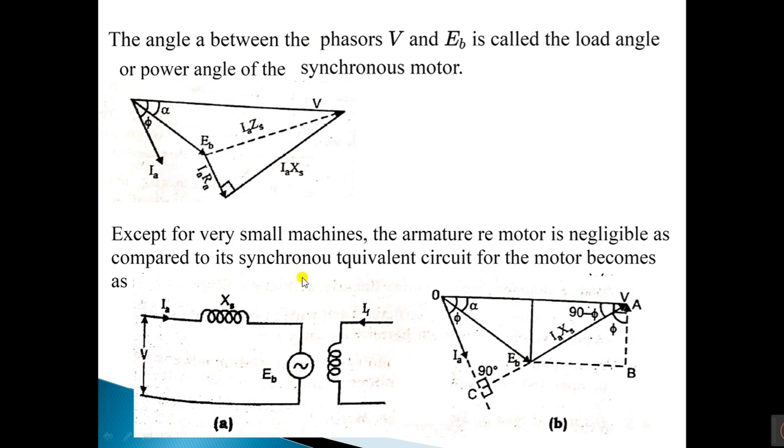Except for very small machines, the armature resistance in a motor is negligible. Some typing mistake is there. The armature resistance of the motor is negligible, so the equivalent circuit of the motor becomes simpler. As in the previous case, resistance was included here. Here the resistance is removed. Now in this circuit also this portion is removed. Now this is a new phasor diagram after removing the resistance.